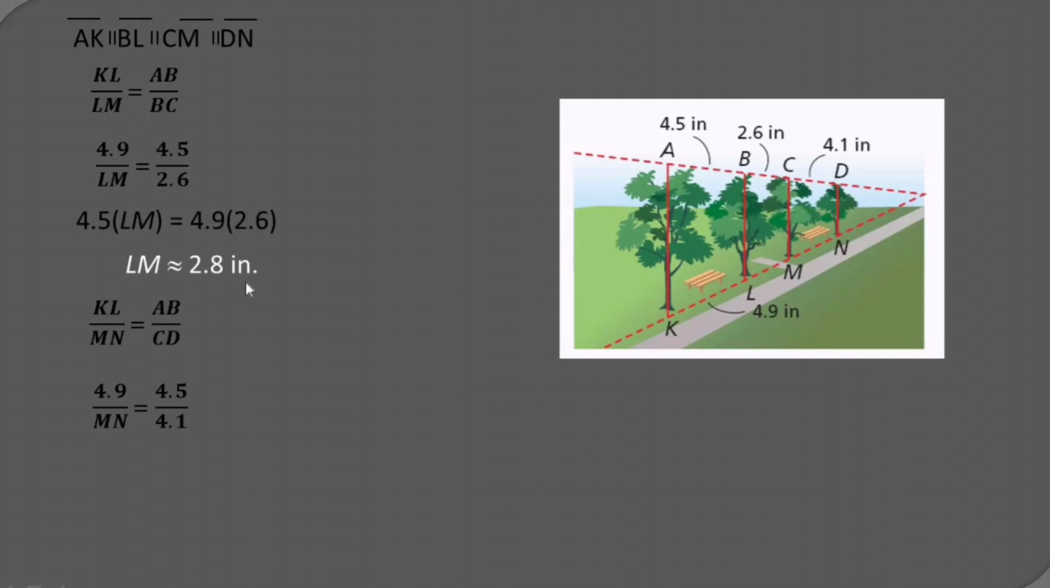Now I need to find MN. So KL over MN equals AB over CD. What is the length of KL? 4.9 over MN, which I don't know, equals what is the length of AB? 4.5. What is the length of CD? 4.1, write it down. Now cross multiplication, so 4.1 multiplied by 4.9 equals 4.5 multiplied by MN. By multiplying and then dividing by 4.5, MN is approximately equal to 4.5 inches.